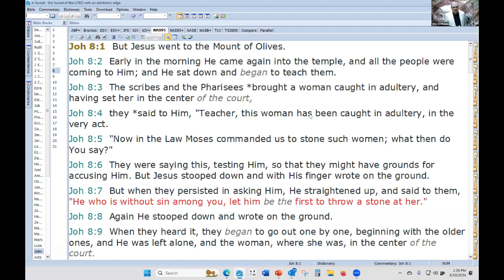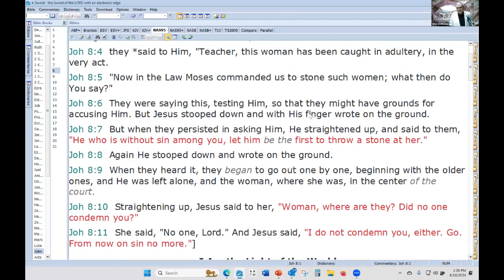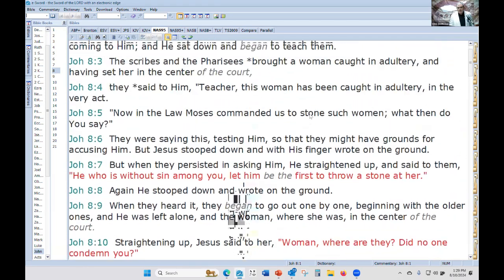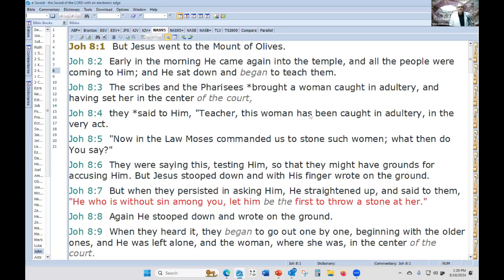So do you know in John 8, 1 through 11 is this story? And do you know what he wrote in the ground? When he wrote with his finger on the ground and the woman accused of adultery? Nobody does. Do you know why nobody knows what he wrote in the ground? It didn't actually happen. Okay. This is hard truth time.